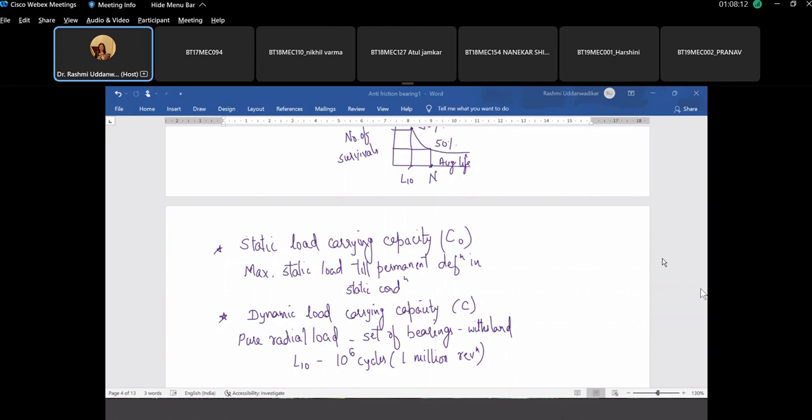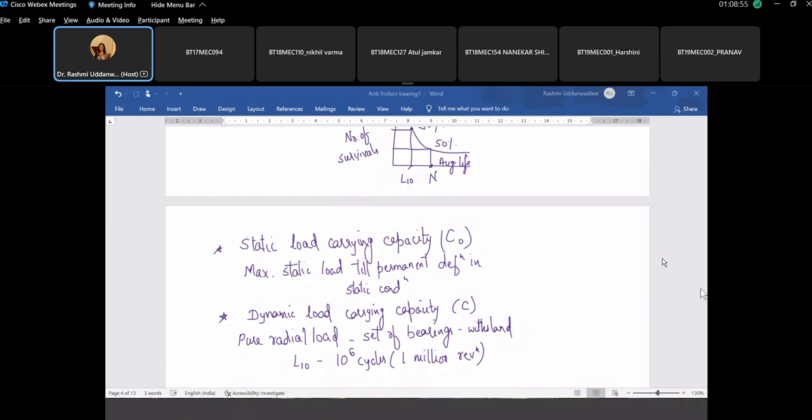Turn the pages. Come to 4.4. What is given on page number 4.4? Equivalent bearing load. So how are we going to calculate the pure radial load depending upon whether the axial is greater than radial load or radial is greater than axial load for different types of bearings? So we will be getting the number here.